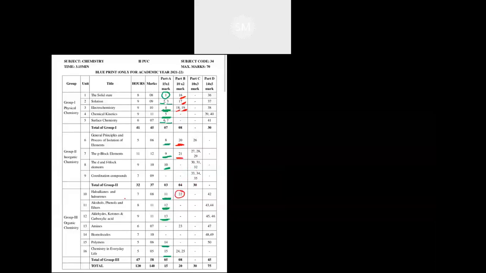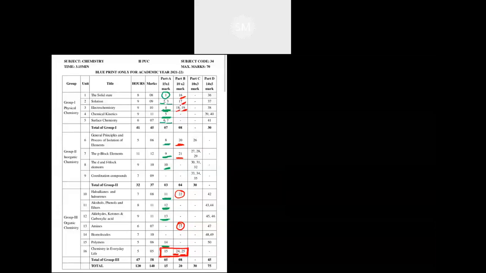The 22nd question is from haloalkanes and haloarenes. The 23rd question is from amines, a 2 marks question. It can be a named reaction or it can be anything to complete the equation. Then last, you see, from everyday life they have asked. So here chemistry in everyday life is over. You can cover full 5 marks here, 1 mark and then 2 marks. So that's all from chemistry in everyday life.